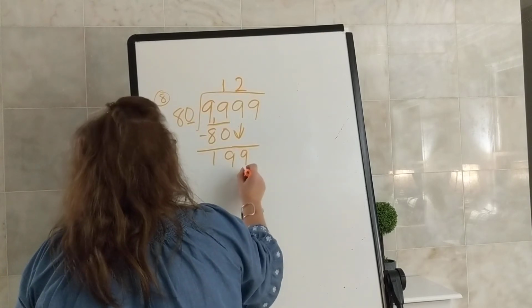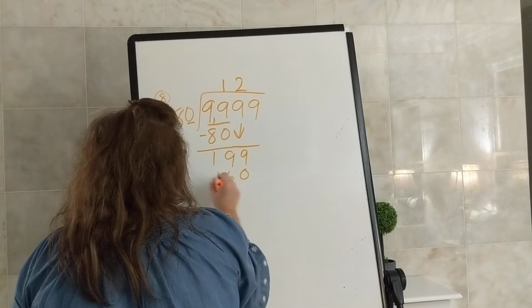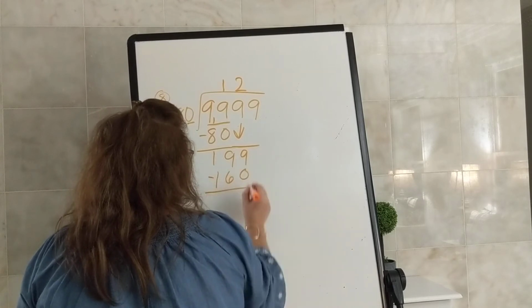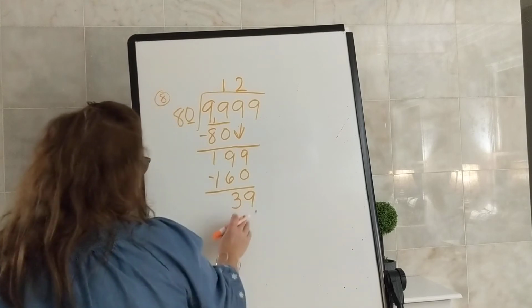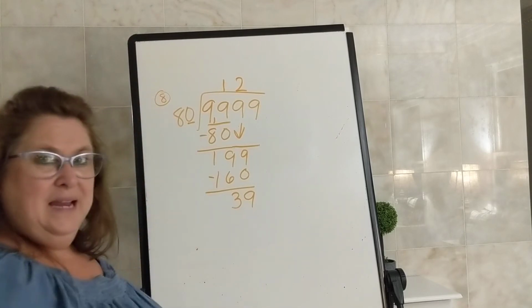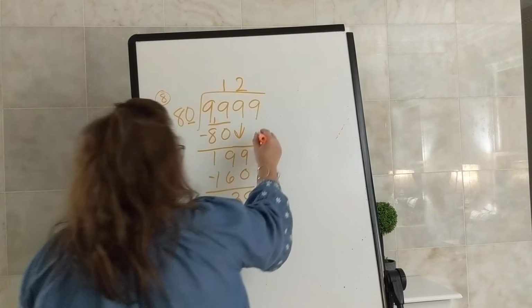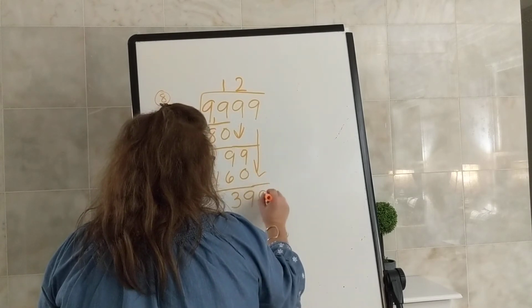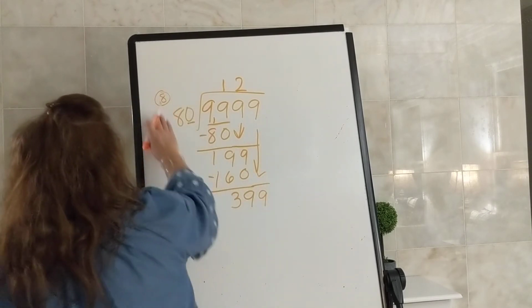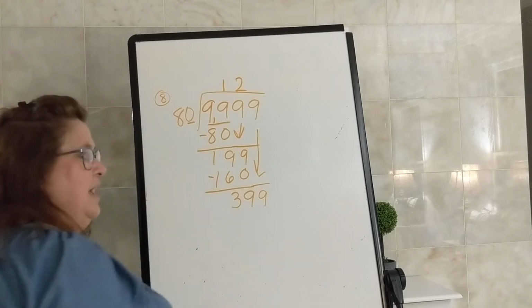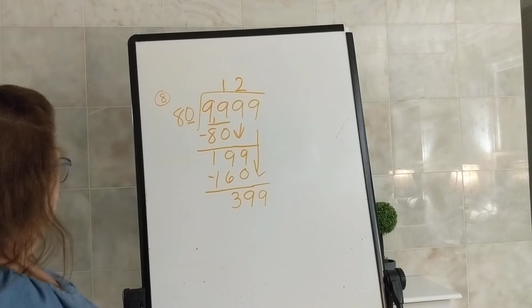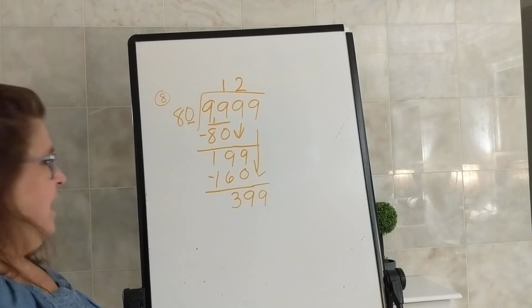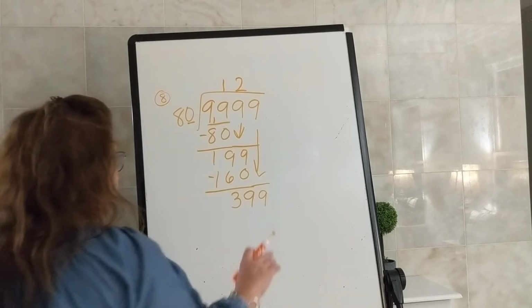0 times 2 is 0. 8 times 2 is 16. We subtract. 9 minus 0 is 9. 9 minus 6 is 3. We compare. Is 39 smaller than 80? It sure enough is. We bring down our last digit, which is a 9. How many times can 8 go into 39? 8 times 4 is 32. 8 times 5 is 40, so we have to go with 8 times 4.